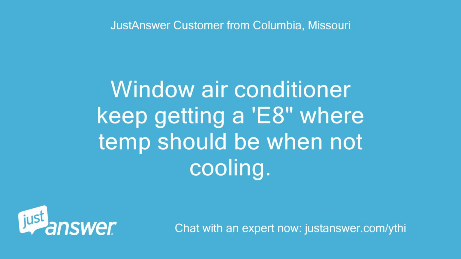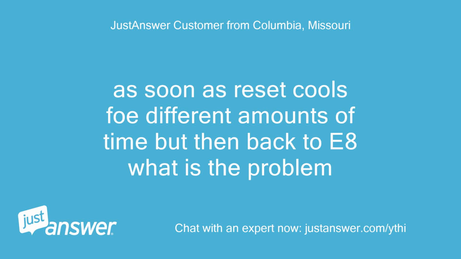Window air conditioner keeps getting an E8 where the temperature should be when not cooling. As soon as I reset it, it cools for different amounts of time, then goes back to E8. What is the problem?